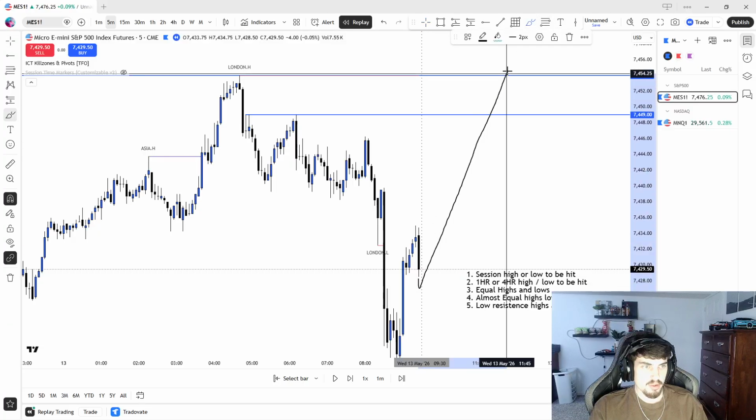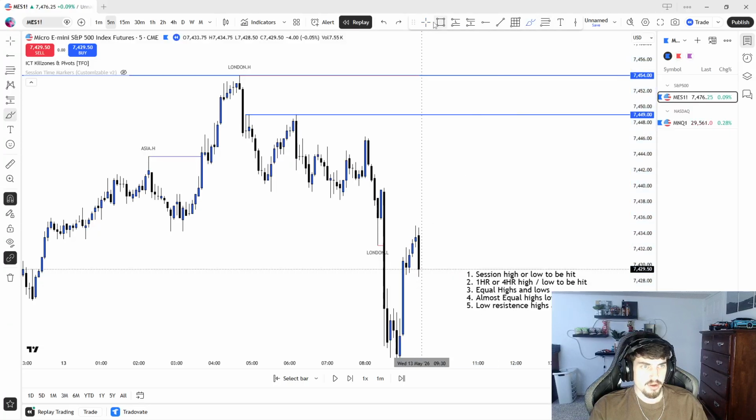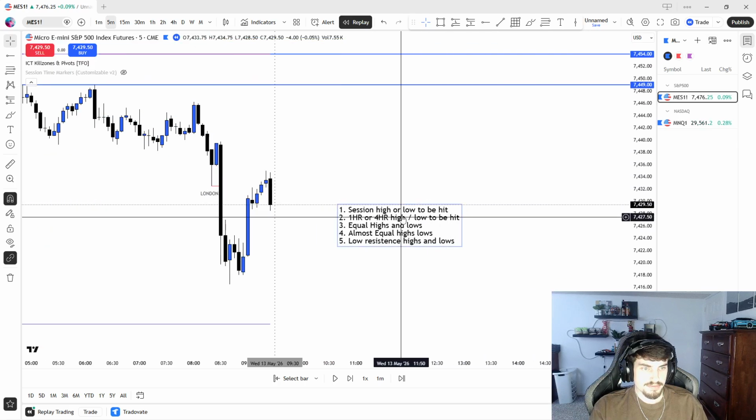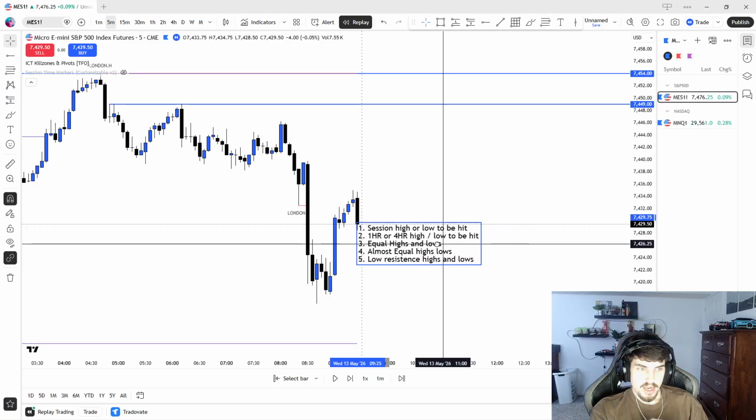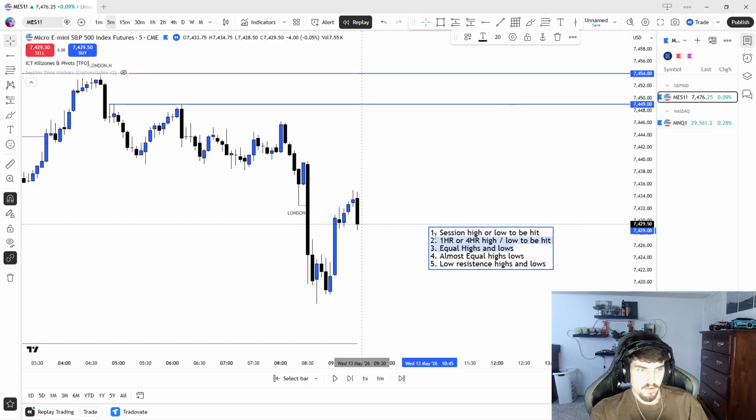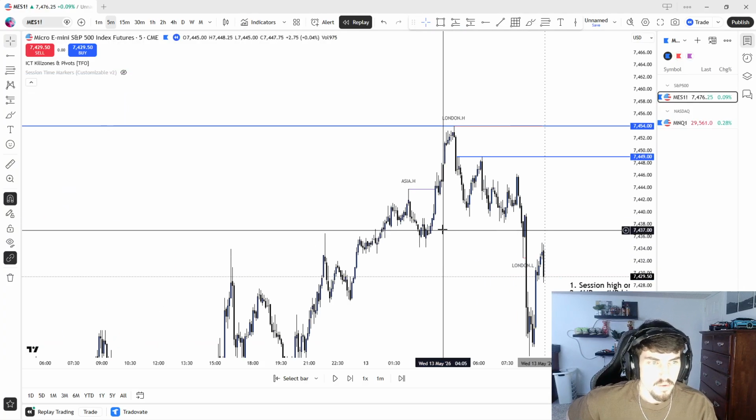And we already saw the play out for how fast the market reacted back up to those highs, but that is for equal highs. And it's about second in line to the 1 hour, 4 hour, and then session highs and lows. But it is like second in line to that, or third on the most important, basically. And then we have almost equal highs and lows.